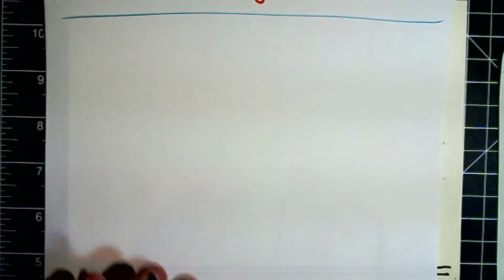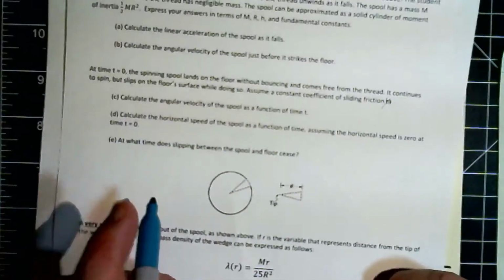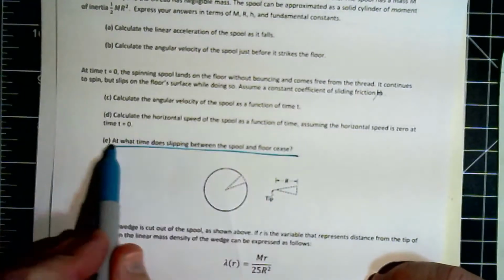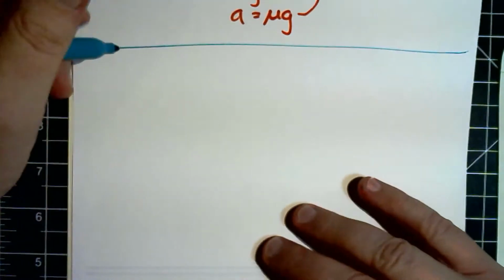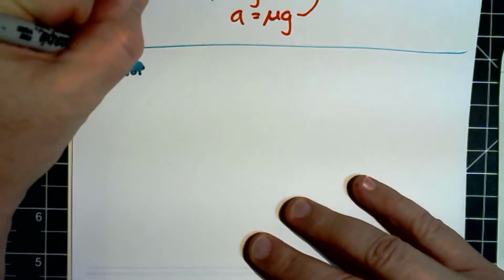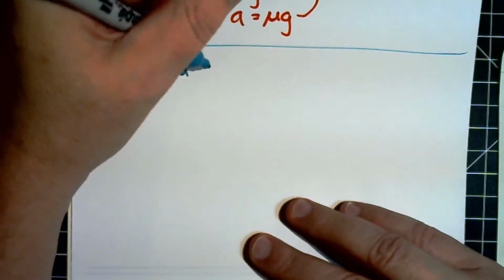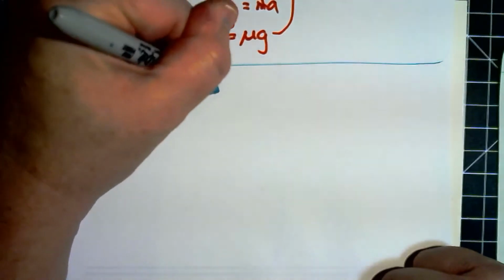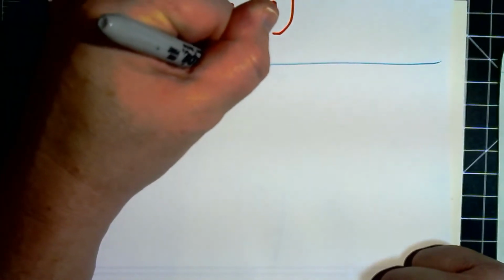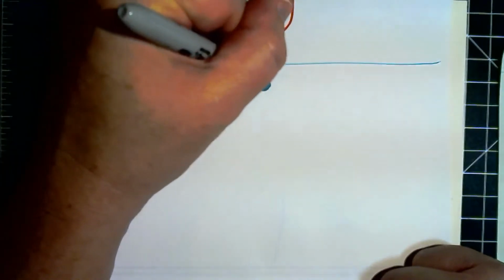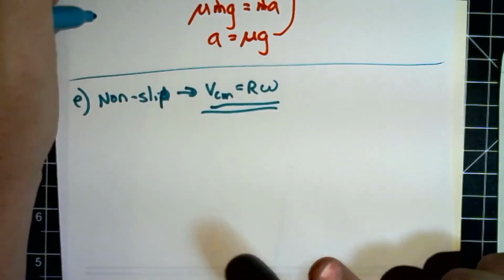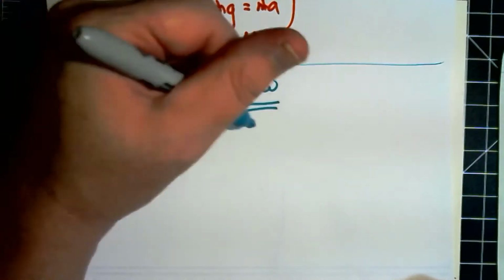Part E asks, at what time does slipping between the spool and the floor cease? Well, the only way for me to figure that out is I need to understand that slipping occurs, or non-slip conditions. There's one key fact, non-slip, that we can count on, and that is that the velocity of the center of mass is equal to the radius of that circle times the angular speed of that circle. That's the key term that you need to know to figure out when it stops slipping. All right, this is a fact.